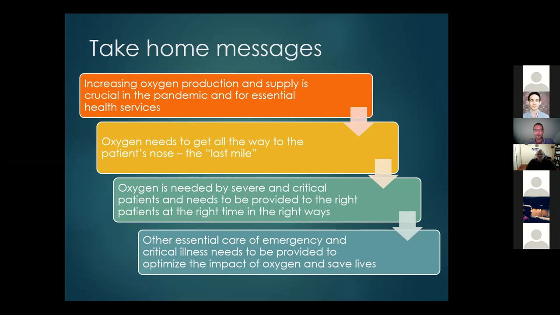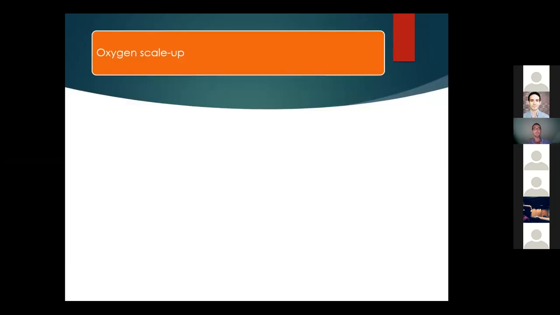Oxygen is one of the key things that is needed by patients who are severe and critical. And we need to make sure it's provided to the right patients at the right time and in the right way if we want to optimize its impact. And moving beyond oxygen, there is other essential care for patients with emergency disease, with critical illness, that we should also provide if we're going to increase the impact of oxygen and save many lives throughout the world. So that's what we're going to talk about. We'll begin with oxygen scale-up.